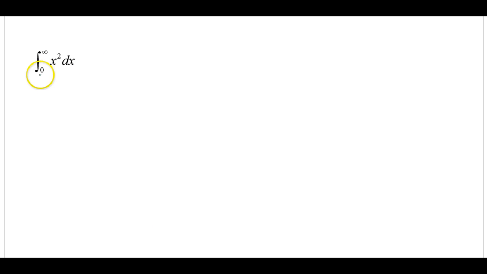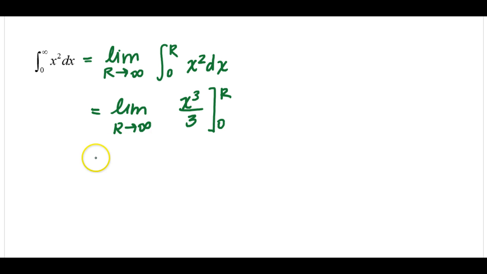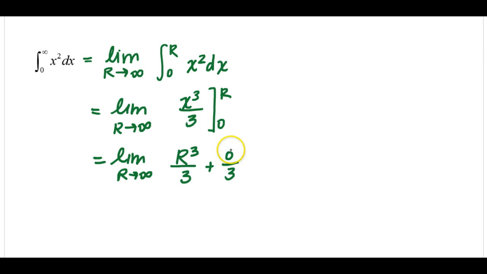Let's move on to this next example, the integral from 0 to infinity of x squared dx. So we can start by rewriting this as the limit as r approaches infinity of the integral from 0 to r of x squared dx. So this antiderivative is going to be x cubed over 3, evaluated from 0 to r, and this is still the limit as r approaches infinity. So this, again, is still the limit as r approaches infinity of now substituting in my r, I'll get r cubed over 3, and then plus 0 over 3, or just 0.